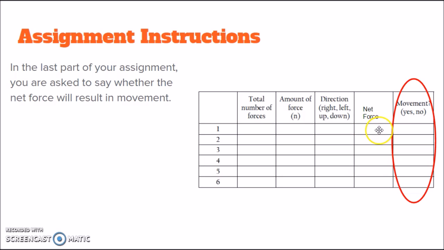Okay. Then finally, you have to say if there's movement. Okay. How do you decide if it's going to move or not? Well, you have to look at your net force. If it's positive, then it's going to move. If it's 0, it's not moving. So if it's 0, that means the forces would be balanced and in the opposite direction, so that would mean they won't move. So you would say no over here. But if this number is greater than 0, you have to say yes, there is movement because they're not balanced. And that's it.